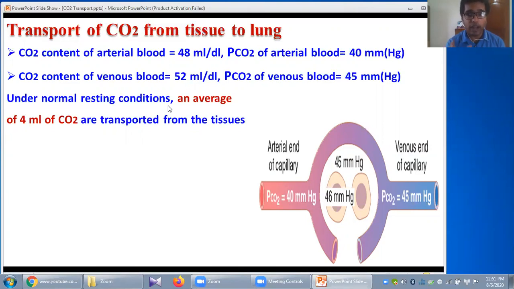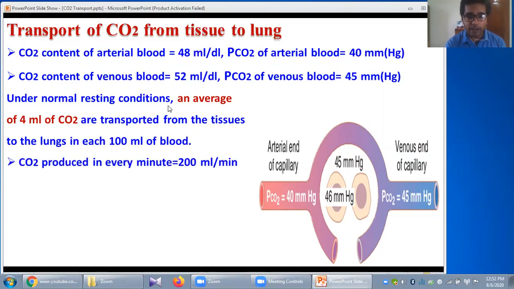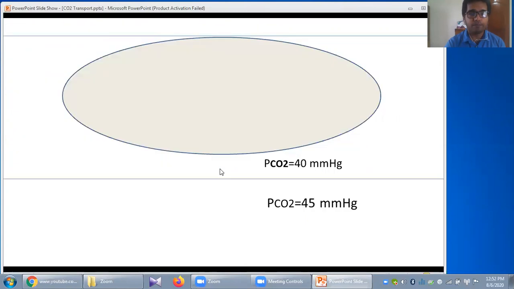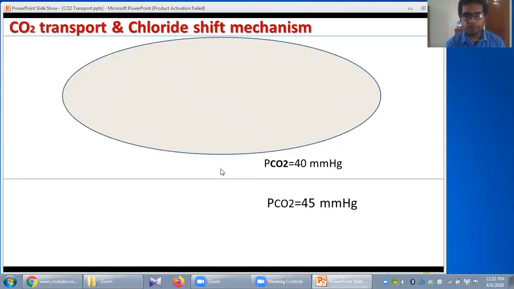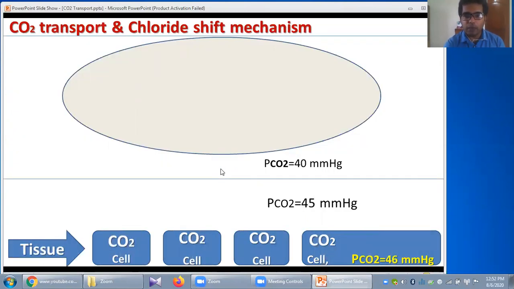And you know that is the cardiac output in every minute. That is the amount of blood that will pass through the tissue capillaries. So you can easily calculate and you will find that the carbon dioxide produced in every minute is 200 ml per minute. Now, here you can see the real picture of carbon dioxide transport and what actually happens at the tissue level.